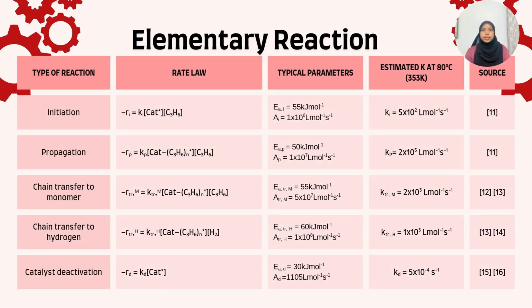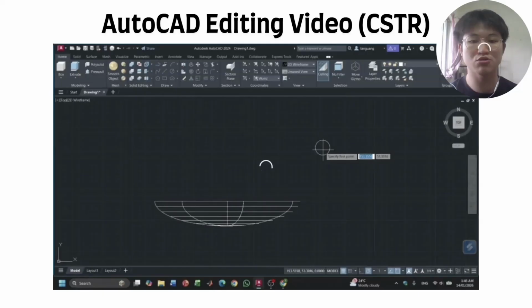Finally, I will explain how we obtain the rate constant, which is k. The rate constant for each reaction is calculated using the Arrhenius equation. The pre-exponential factor, which is A, and the activation energy, which is Ea, are obtained from literature and reported industrial data for polypropylene polymerization with Ziegler-Natta catalyst. By substituting the operating temperature into the Arrhenius equation, we can calculate the value of k for each reaction.